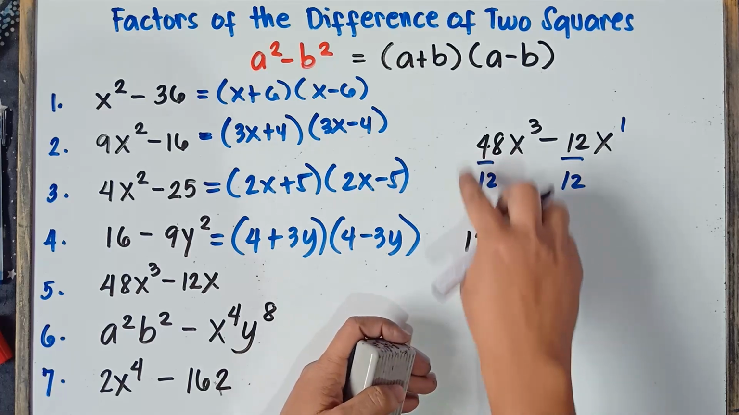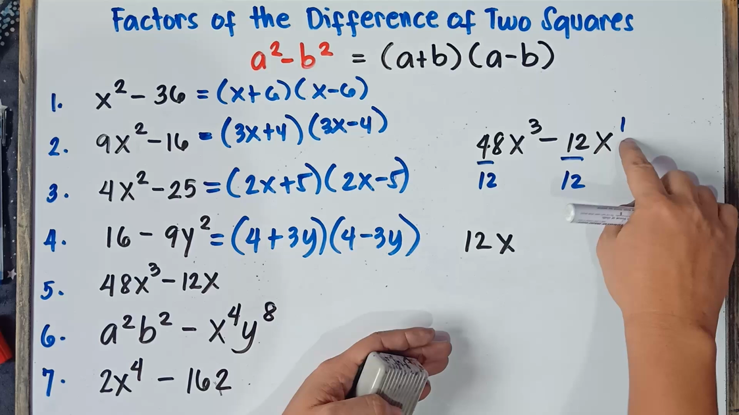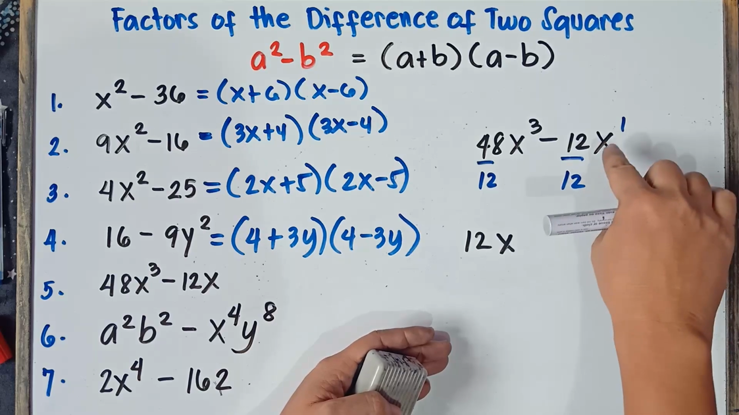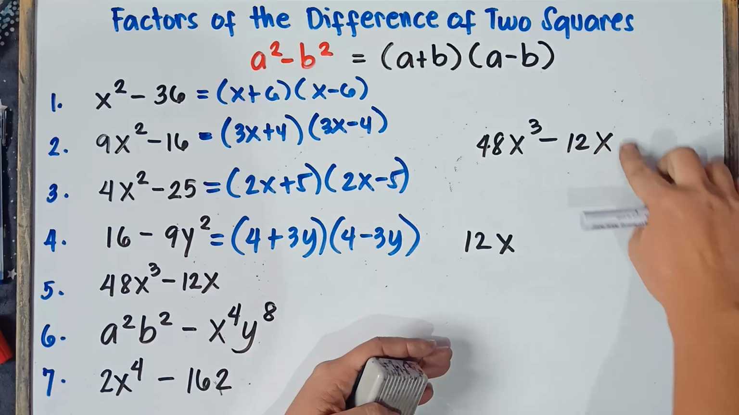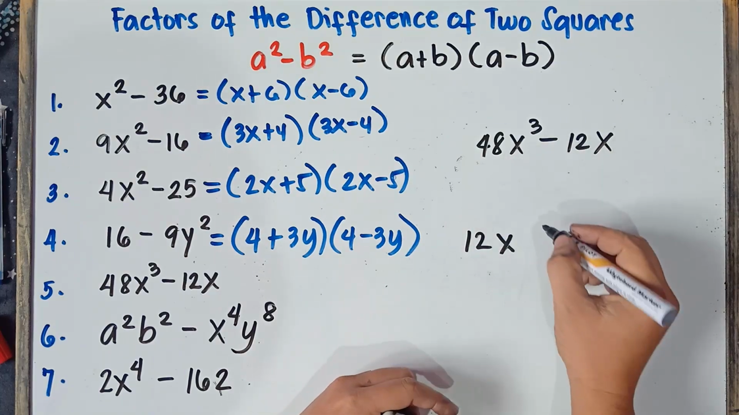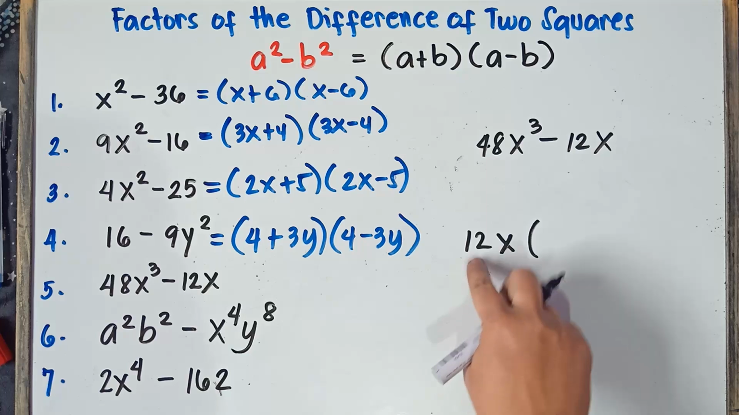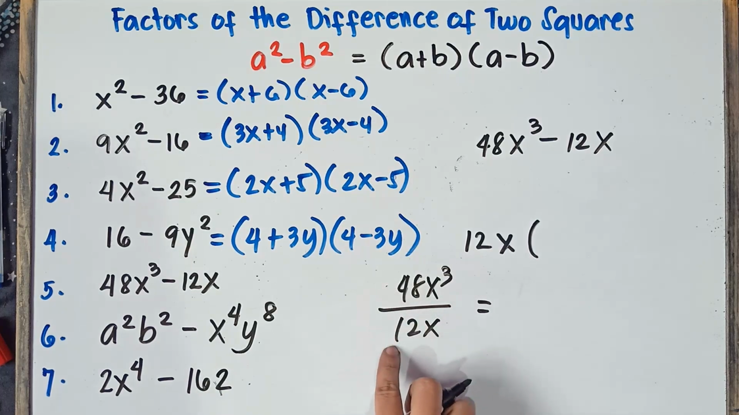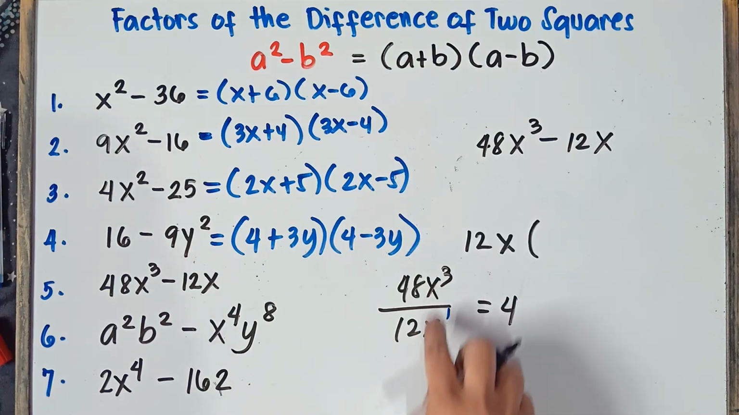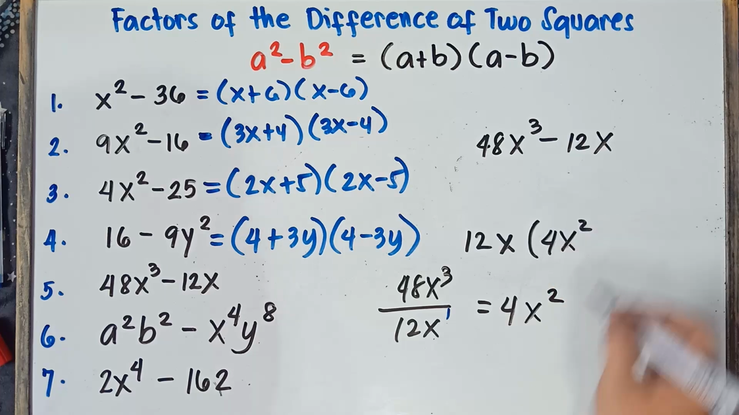We can divide 48 by 12. We can also divide 12 by 12. For the variable, select the variable with the least exponent. So we will be selecting x. So the greatest common factor of 48x cubed minus 12x is 12x. And then simply put open parentheses and divide. 48x cubed divided by 12x: 48 divided by 12, that would be 4. X cubed divided by x, same base, copy x, subtract the exponents, 3 minus 1, that would be 2. So that would be 4x squared.